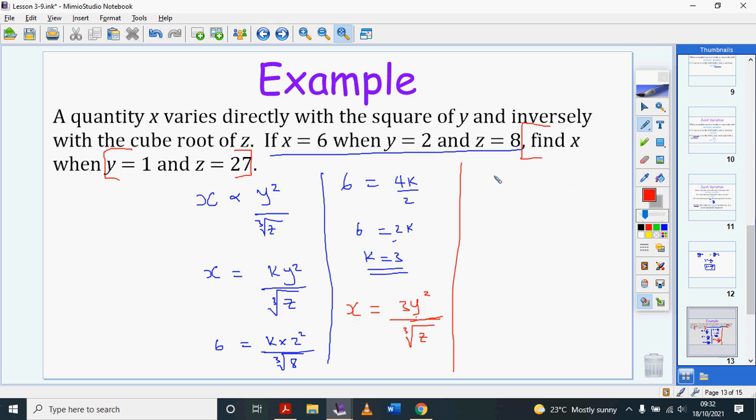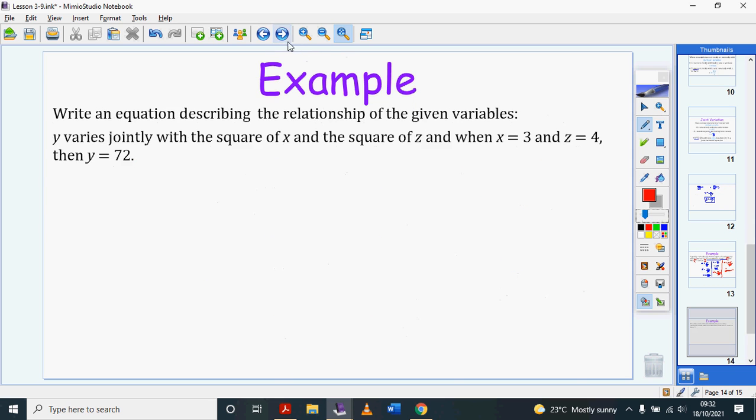Alright, so they want me to find x when y is 1, so 3 times 1 squared divided by the cube root of z is 27. I trust you guys to be able to finish that.